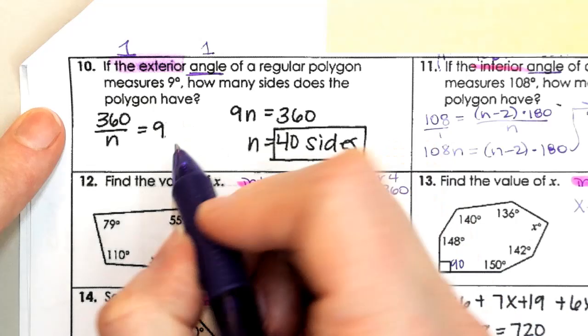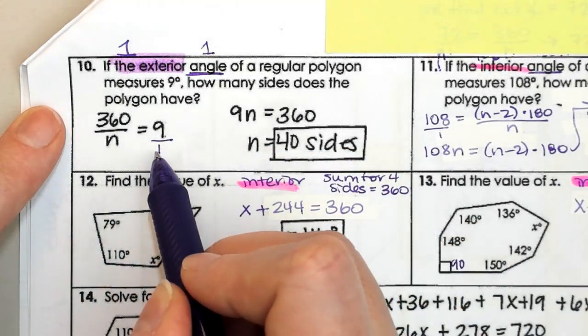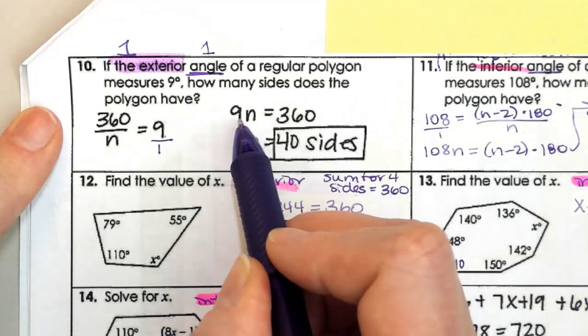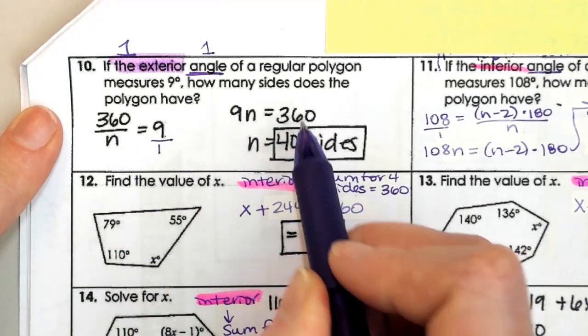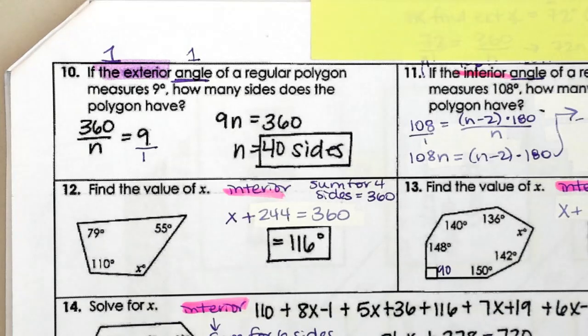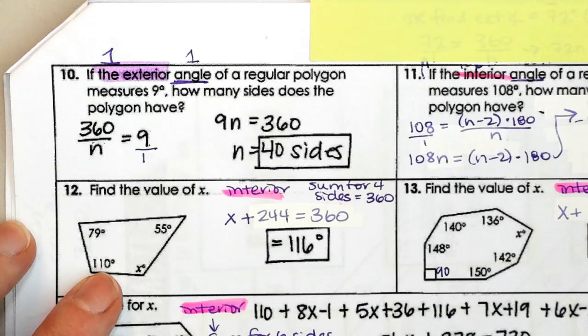And so if I start to think about putting that 9 over 1, turning it into a ratio so that I can cross multiply, n times 9 would be 9n, 360 times 1 would be 360, and then I'll divide both sides by 9. So I know now that that'll have 40 sides. So in all of these formulas, n just stands for the number of sides that the shape has.